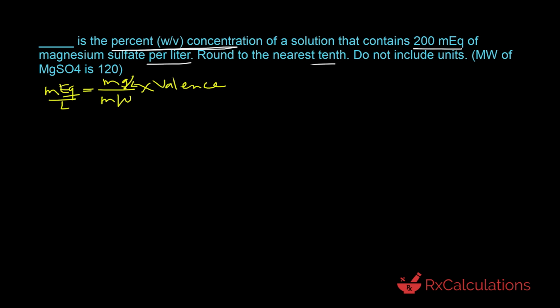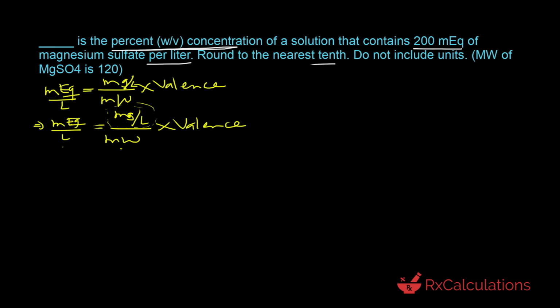Actually, let me rewrite the whole thing here. So mEq per liter equals milligrams per liter divided by molecular weight times valence. The main reason I write it this way is so that we don't forget that we are on a per liter basis, because sometimes you may forget. So we have 200 mEq per liter, which is okay for the left-hand side. We are looking for the milligrams per liter term, and then we'll manipulate it to get to our percentage concentration. We have molecular weight, so we need valence.